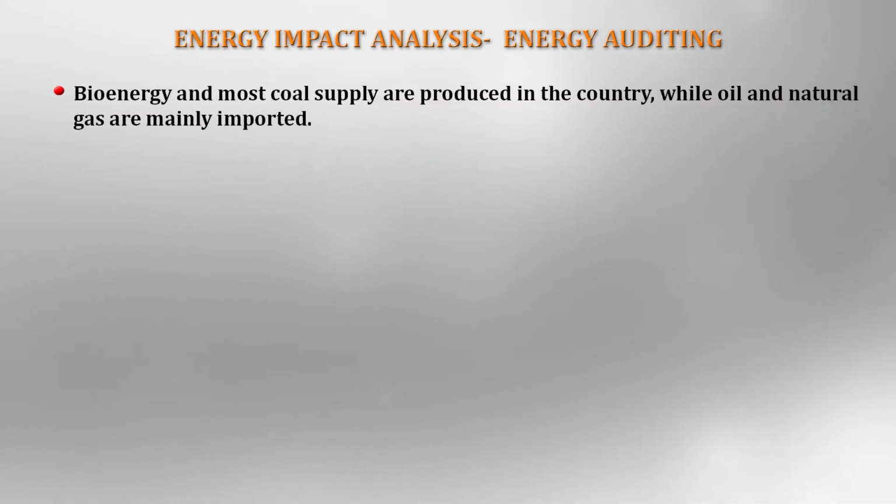India's energy system is largely based on the use of coal for power generation, oil for transport and industry, and biomass for residential heating and cooking. Bioenergy and most coal supply are produced in the country, while oil and natural gas are mainly imported.